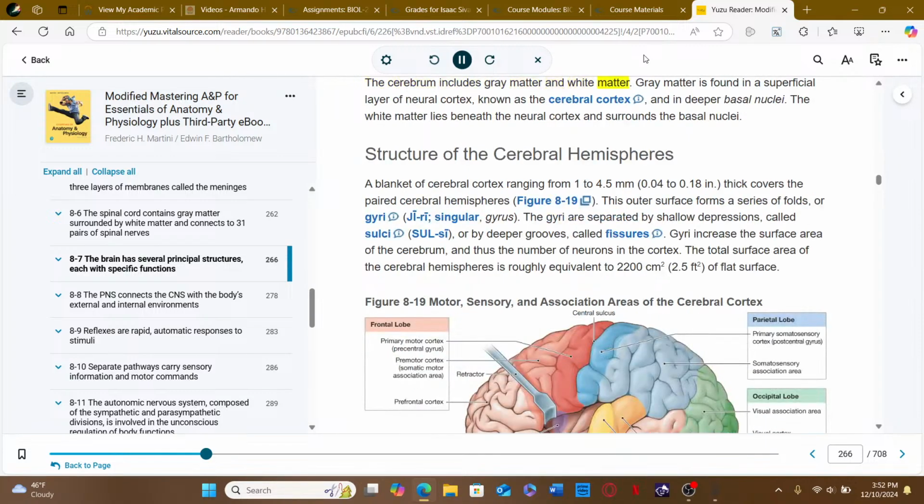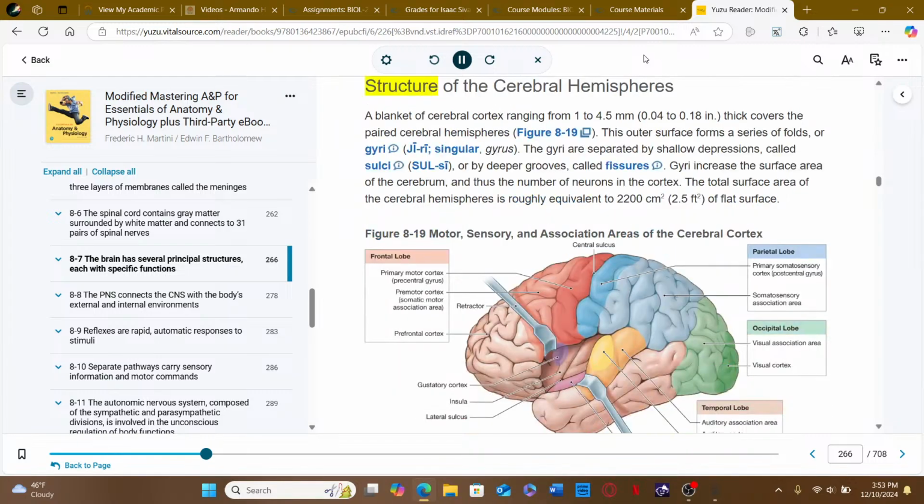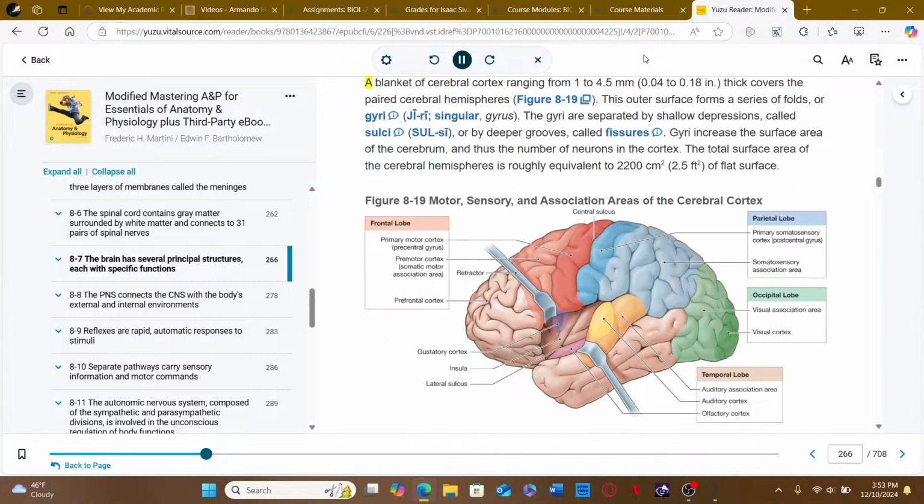The cerebrum includes gray matter and white matter. Gray matter is found in a superficial layer of neural cortex, known as the cerebral cortex, and in deeper basal nuclei. The white matter lies beneath the neural cortex and surrounds the basal nuclei. Structure of the cerebral hemispheres.